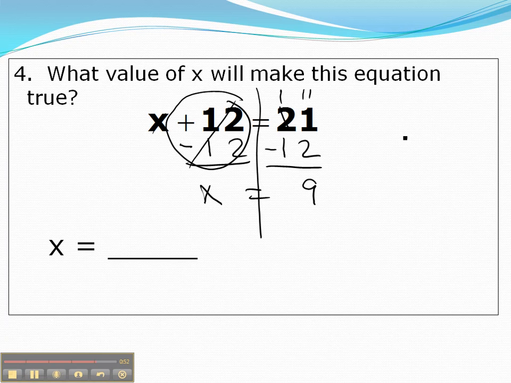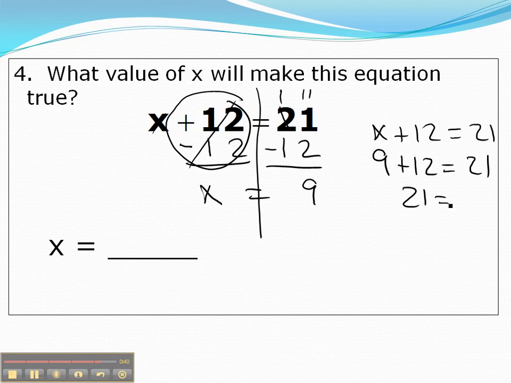But we have to put it back in our original equation to check it to make sure. x plus 12 equals 21. If x equals 9, then 9 plus 12 should equal 21. And 9 plus 12 does equal 21. So that checks out. So x does equal 9. We can circle that answer. Okay, we'll pick up the review with problem number 5 on the next video.